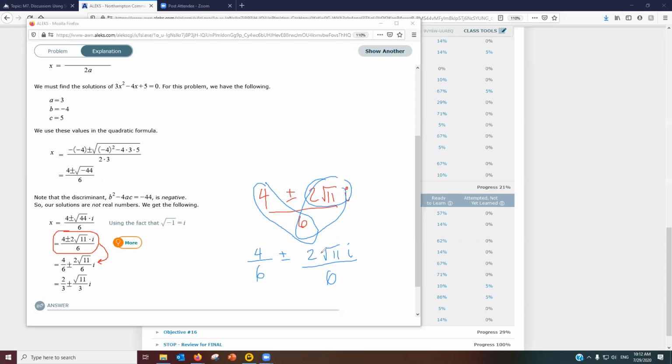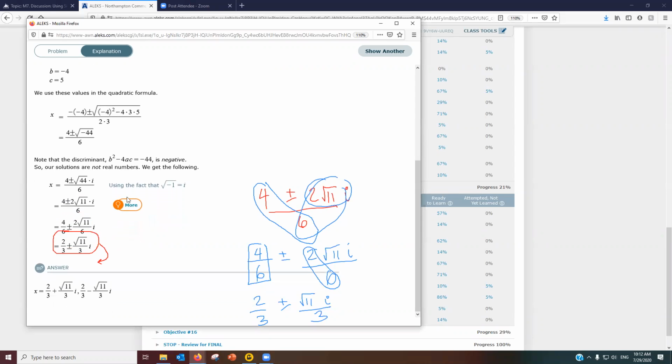One last step is now I can simplify these fractions, because 4 over 6 can be simplified to 2 over 3, and this 2 over 6 can be simplified to just 1 over 3. So here is the final answer. And of course, remember, this really breaks up into 2 separate answers, one time when you use the plus sign, one time when you use the minus sign. So you can see down here is what you'll end up with as the final answer.